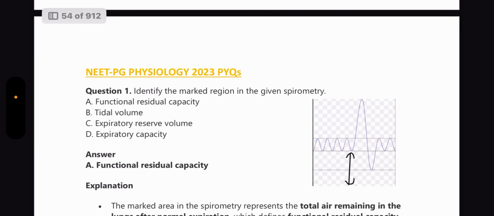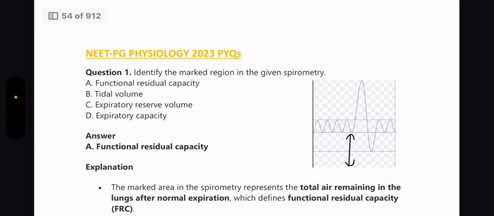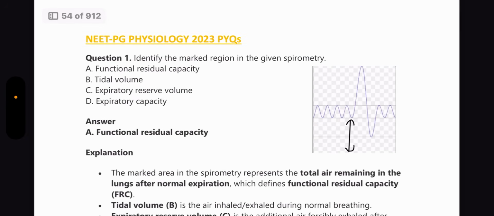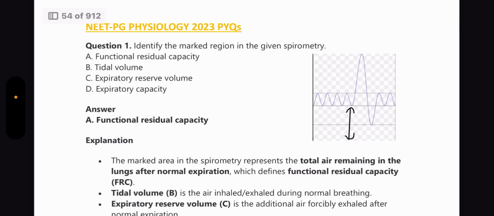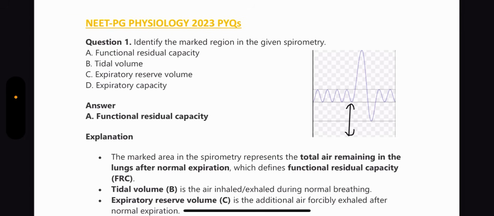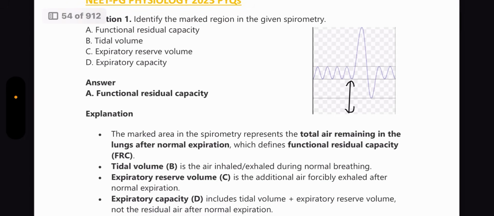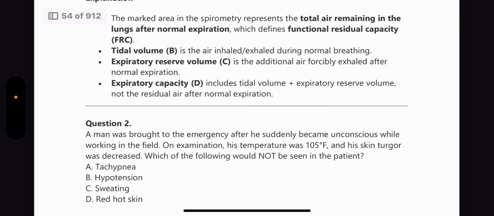Now moving on to 2023 PYQs. Identify the marked region in the given spirometry. So answer is functional residual capacity. Again, the spirometry image is something very, very important. Please learn about it. And also the restrictive lung diseases and obstructive lung diseases are also very, very important. Please read about them.